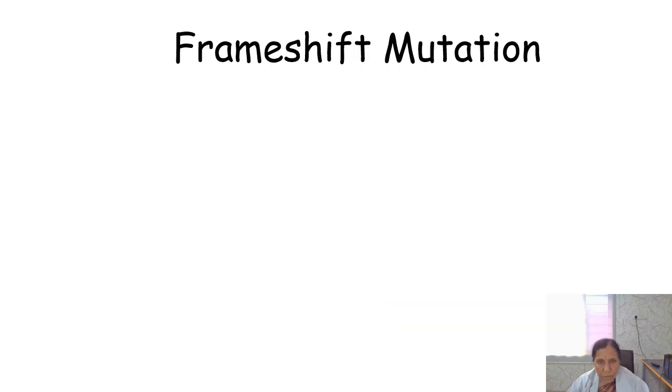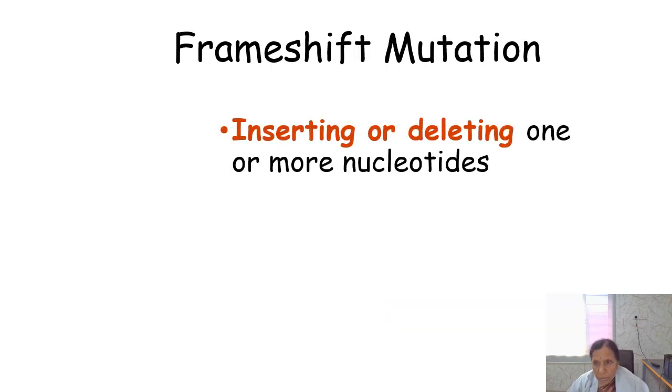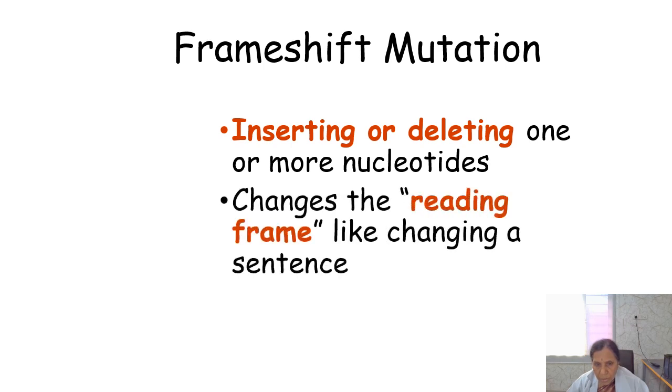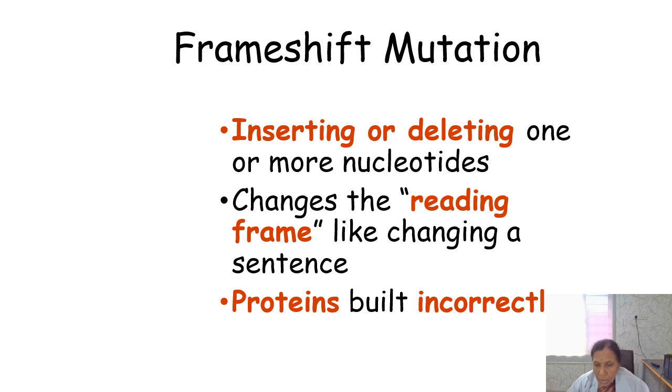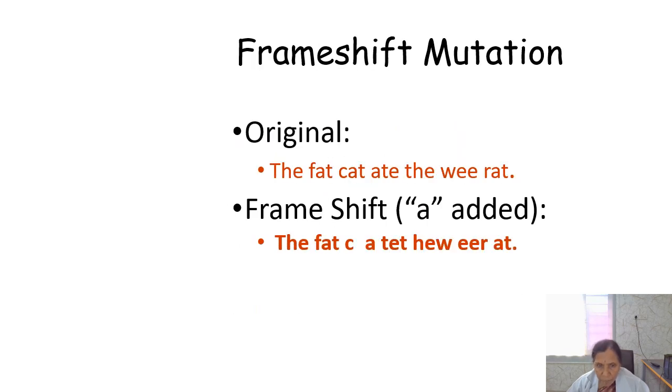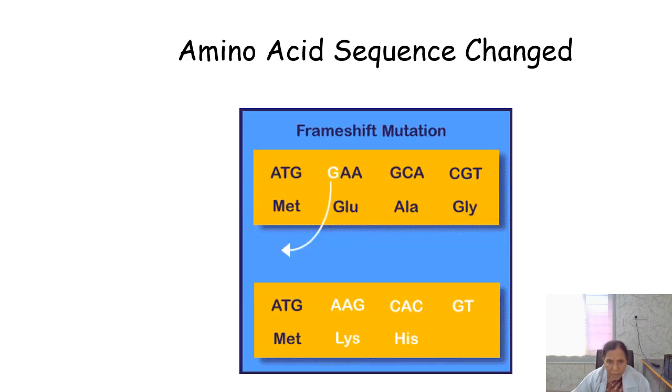Frameshift mutation: insertion or deletion of one or more nucleotides changes the reading frame, like changing a sentence, and proteins are built incorrectly. In the frameshift mutation example, the original is fat, cat, egg, and after the shift the reading frame changes. Here the amino acid sequence is changed. This is a frameshift mutation.